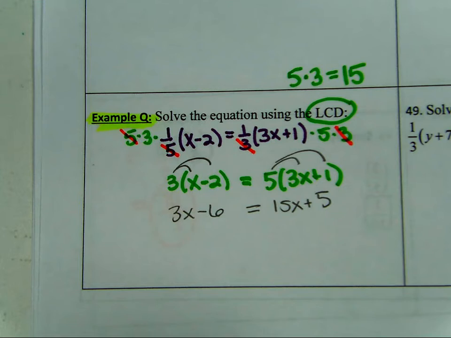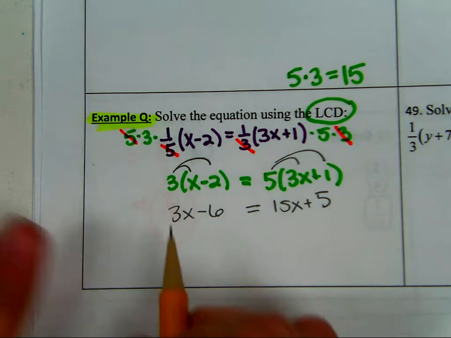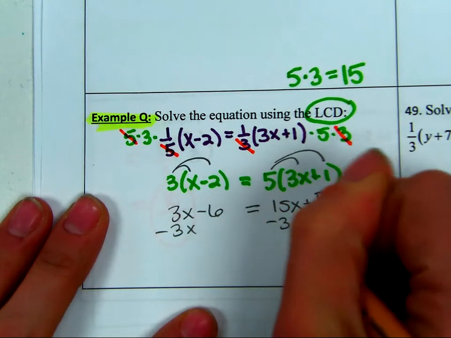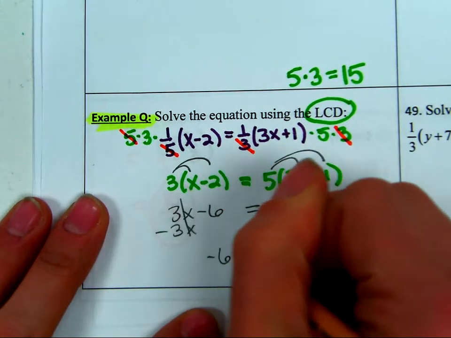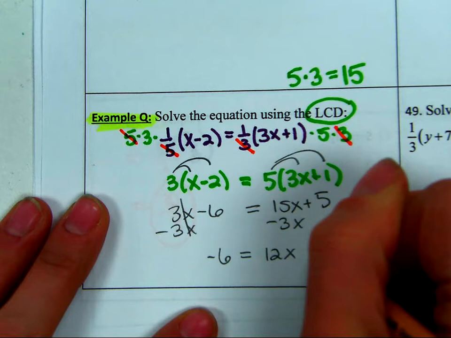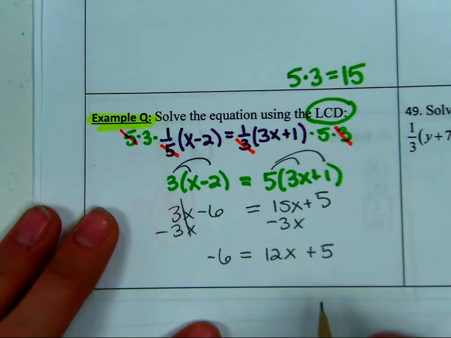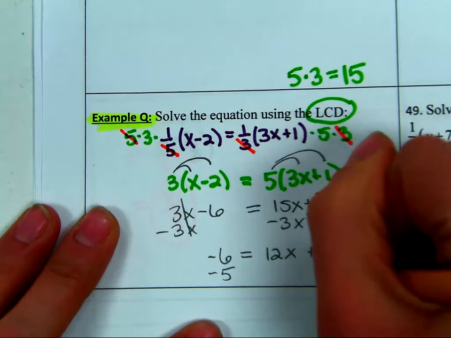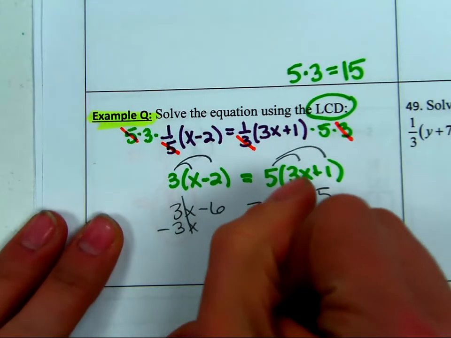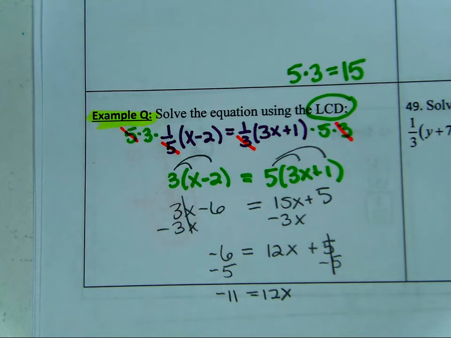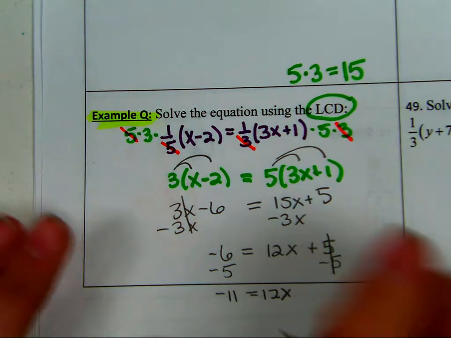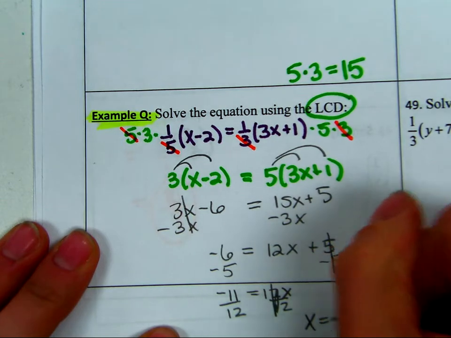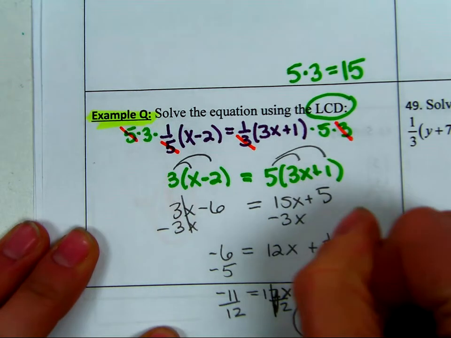And from here, we want to get all the x's on one side of the equation. I might start with this 3x. We could subtract it to the other side. If we do that, we're left with negative 6 equals 12x plus 5. Then I would try to move this 5 to the other side. We can subtract it over. All right, we're going to be left with negative 11 equals 12x. And if we want to solve for x, we just need to divide both sides by 12. And we end up with x equals negative 11 twelfths.